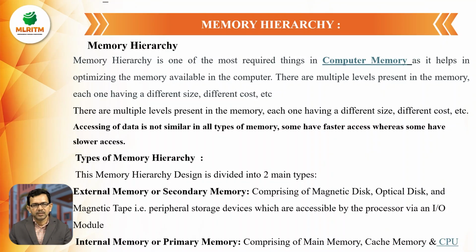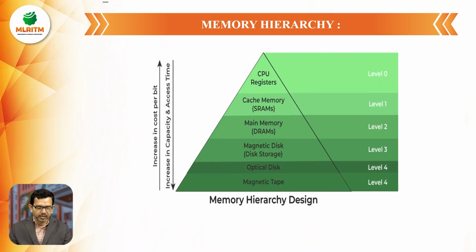Next, the internal memory or primary memory comprises main memory and cache memory. Main memory is an important memory for a computer, and it is considered internal memory, or primary memory. By differentiating external memory and internal memory, we will see what the different types of memories are.